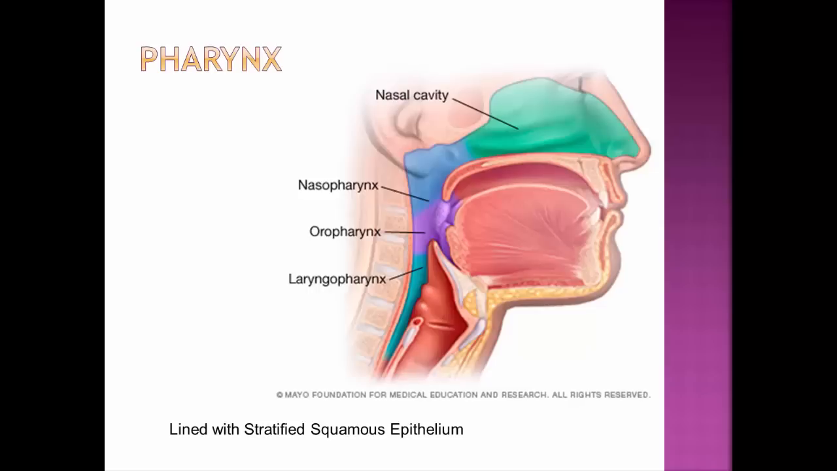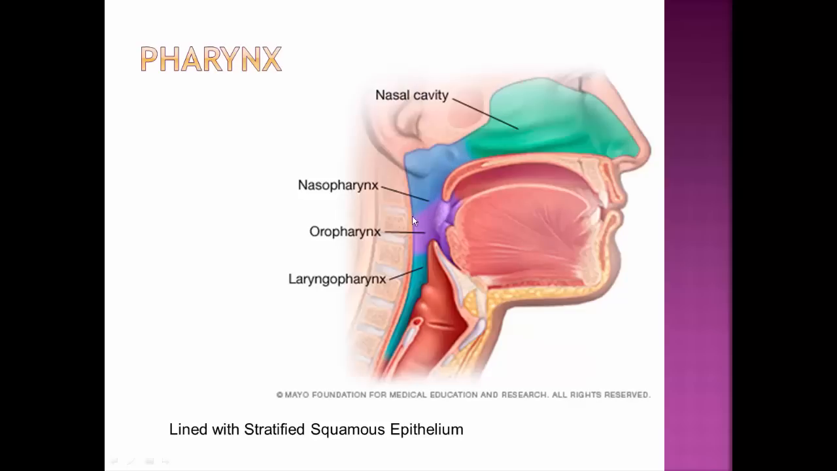The food would move from the mouth into the pharynx. Now the pharynx actually consists of three parts: the nasopharynx, oropharynx, and laryngopharynx. The nasopharynx isn't considered part of the digestive tract because it's located up here above the soft palate, and it would be just considered a part of the respiratory system.